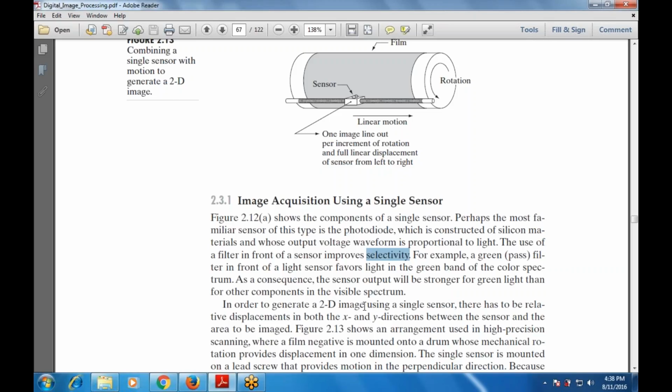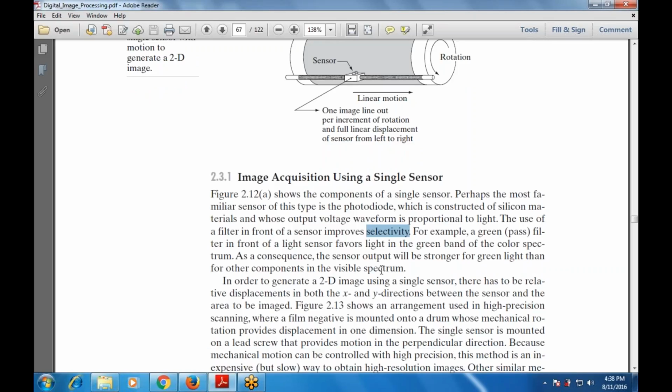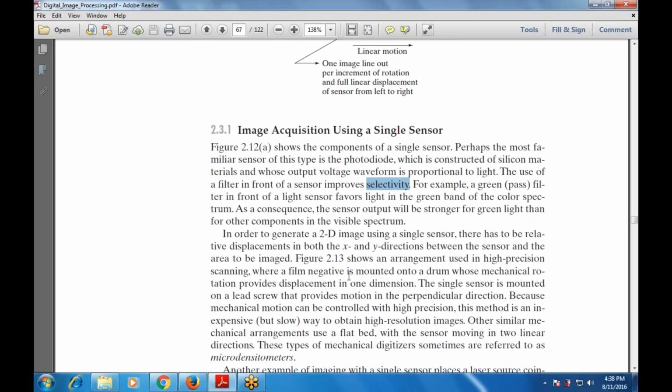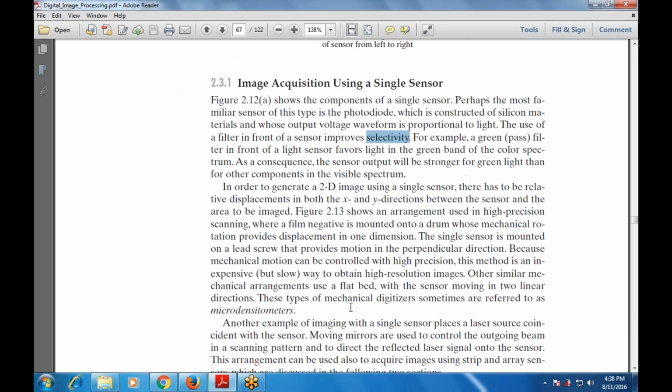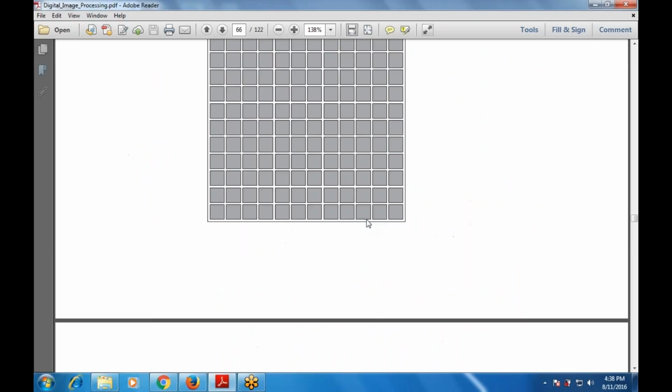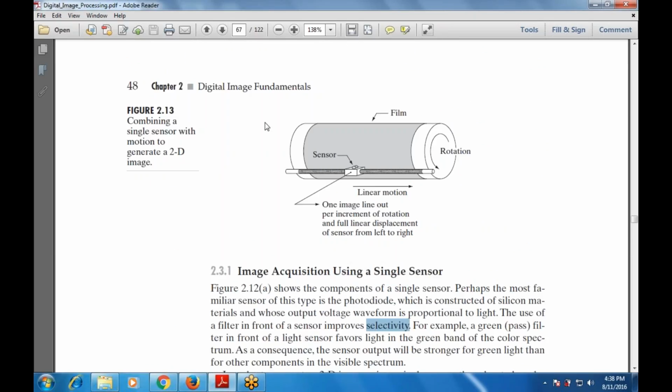In order to generate a 2D image using a single sensor, there has to be a relative displacement in both the X and Y directions between the sensor and the area to be imaged. Figure 2.13 shows an arrangement used in high-precision scanning, where a film negative is mounted on a drum. This is one example, where the film is mounted, meaning rotated, on a drum.